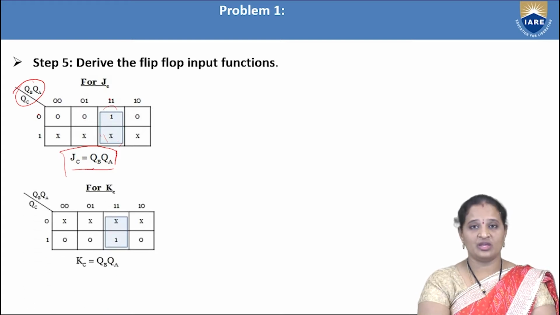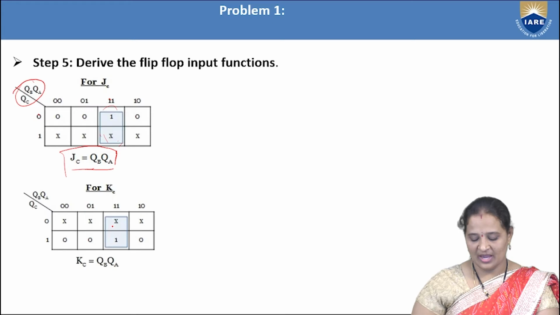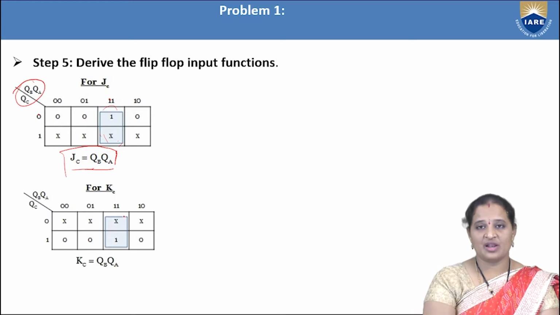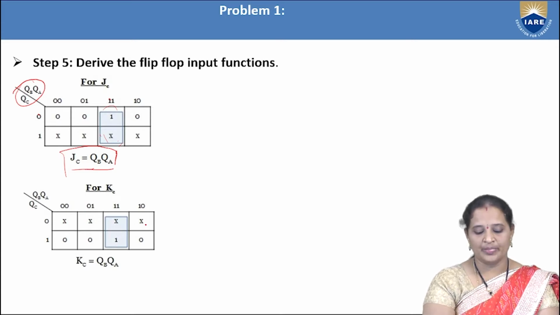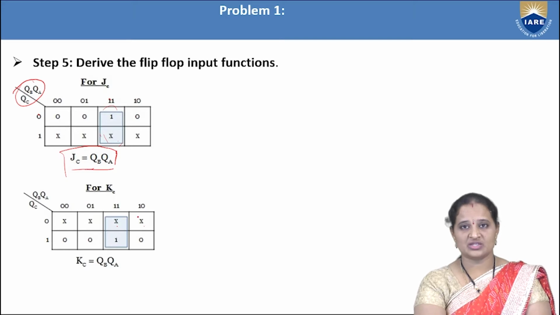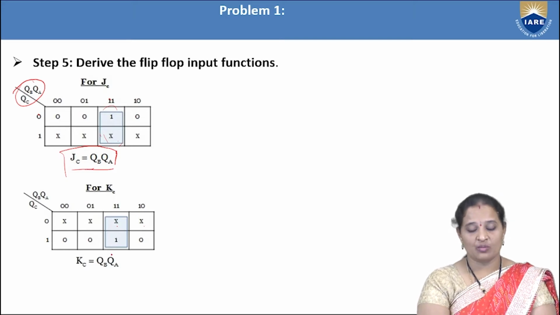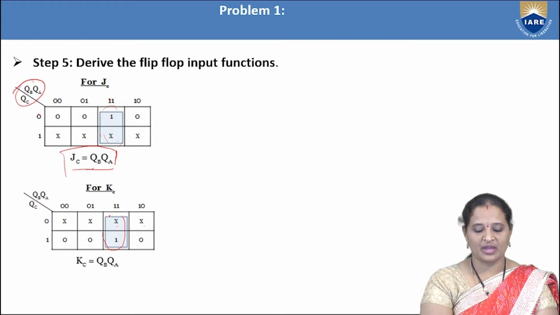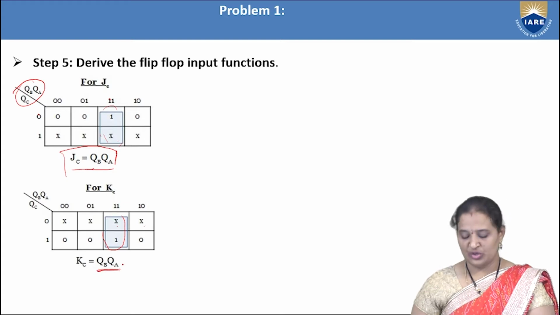Similarly, I can write down the equation for KC by mapping it. Here the KC value is becoming 1 for only triple 1, that is 7, and for 0, 1, 2, 3 it is don't care. So I have mapped it, and here it is 1. I have to consider either ones and don't cares, or zeros and don't cares. I want to get the expression in SOP, so I am considering only ones and don't cares. So I can form a pair again here, which is equal to QB QA.